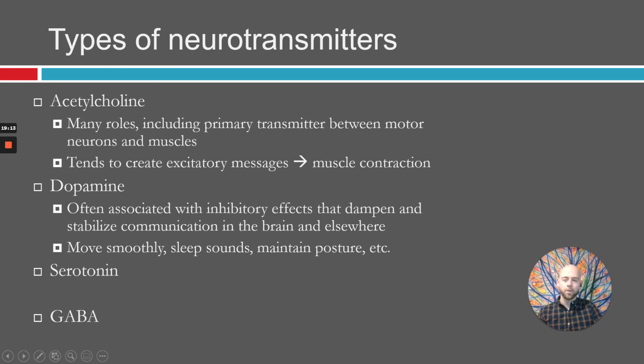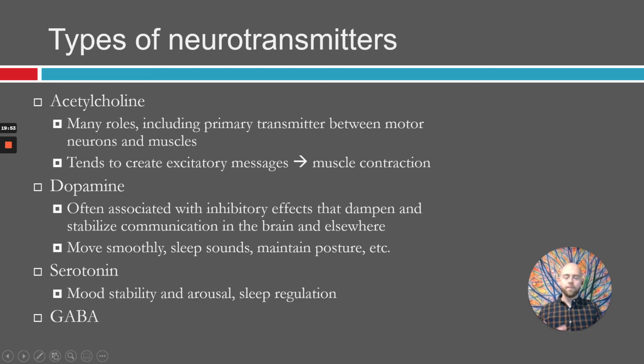Some that you probably are more likely to have heard of, dopamine and serotonin. Dopamine is more often associated with inhibitory effects, and this helps you kind of stabilize communication that's going on. Dopamine helps kind of refine the messages that are going on in your brain to make sure there's not just too much noise happening. So if you have the proper amounts of dopamine, you might move smoothly, sleep soundly, and maintain your posture. But if you don't have enough dopamine, then your movements might be more jerky, and you might not be able to maintain your posture as well.